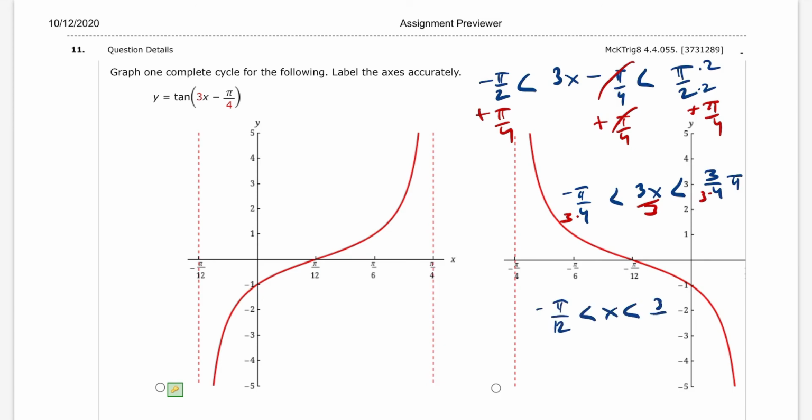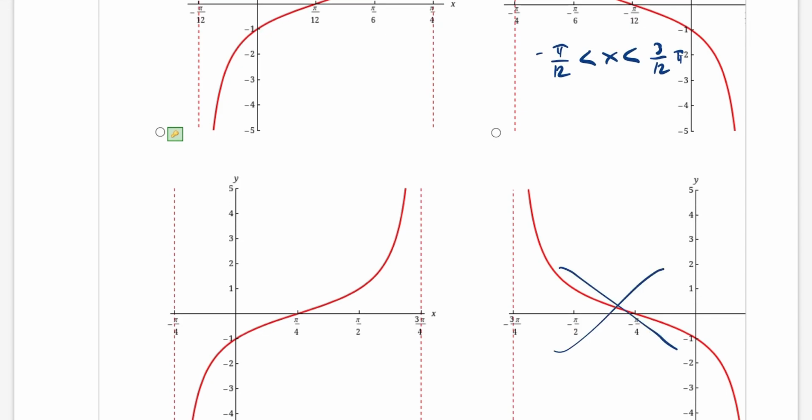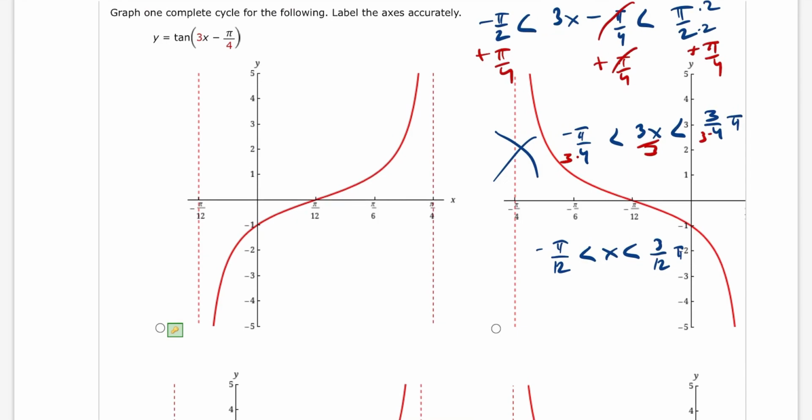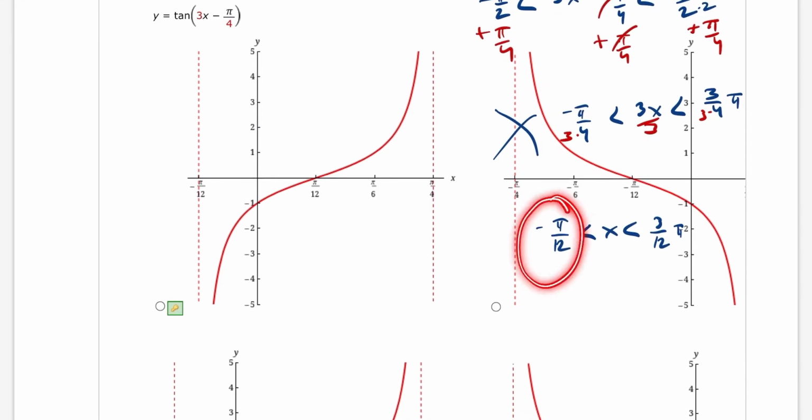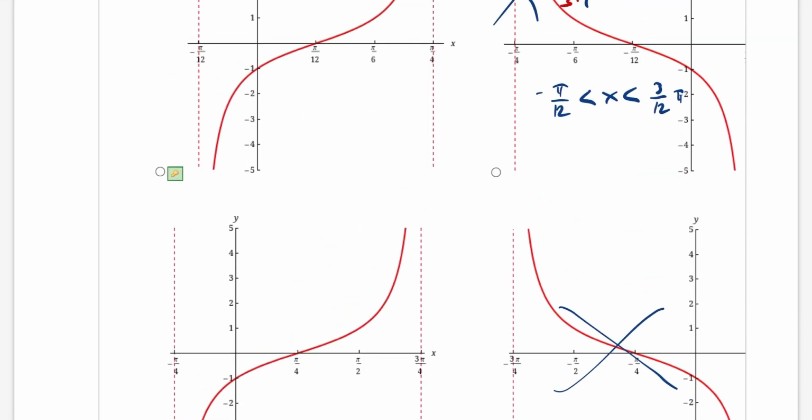Right, and tangent is going to go in this direction, not this direction. So this one is out of the question. And so is this one. It's got to be between this and this one here. And let's see, the asymptote should tell us where to start and where to end. This is pi over 4, so this looks correct. And this one is not correct because this should be pi over 4. As you can see, this is the correct one. So it's got to be the top left.